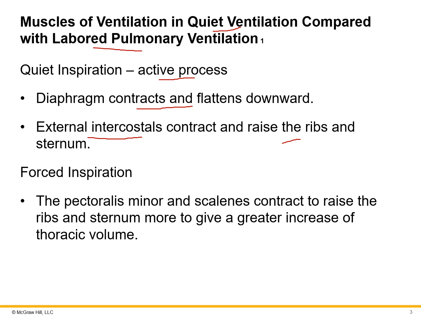That's a quiet inspiration. Now, forced inspiration, so we think about taking a really deep breath where we're forcing that, we have the involvement of the pec minor and the scalenes to contract. That's going to help raise the ribs and the sternum more to give a greater increase. So again, thinking about a really deep breath, then we're engaging the scalene and the pec minor.